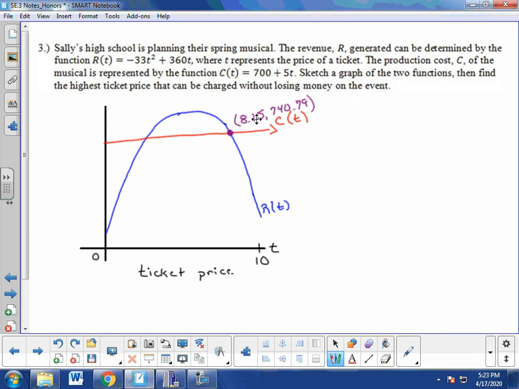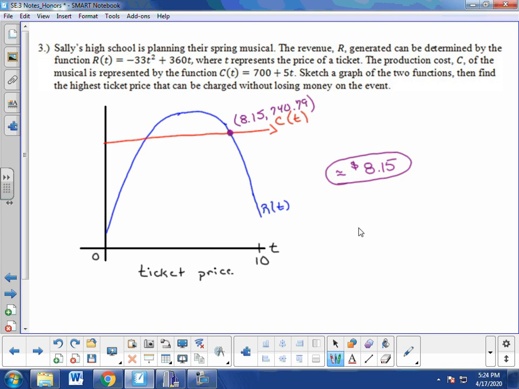So we do need to round the money down, because if we round the money up, we move past this intersection, and now we're not making enough. We're losing money. So what is the highest ticket price that can be charged without losing money on the event? Approximately $8.15.